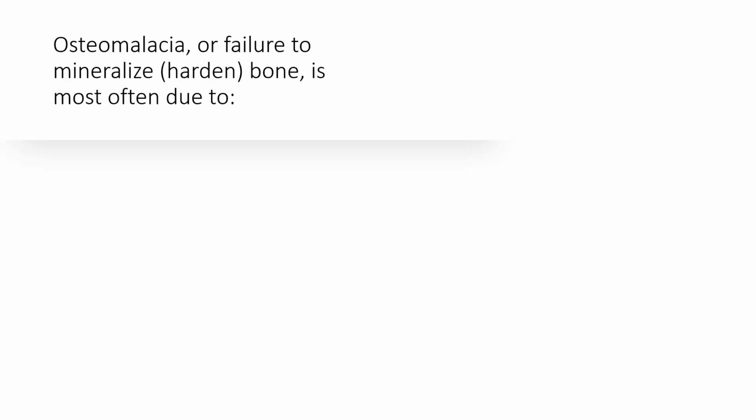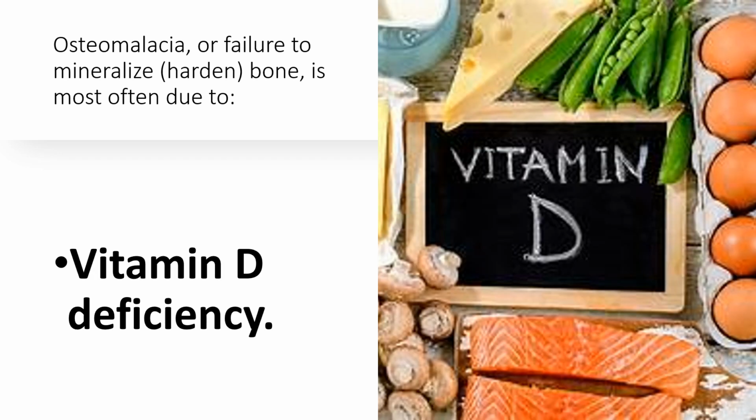Question number 2, osteomalacia, or failure to mineralize or harden bone, is most often due to... That's right, vitamin D deficiency. And again, if that occurs in children, they can develop very soft bone that's prone to microfractures, and they can develop bowing of their legs called rickets.